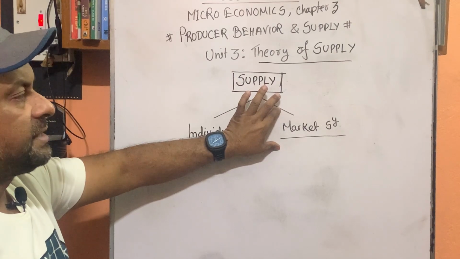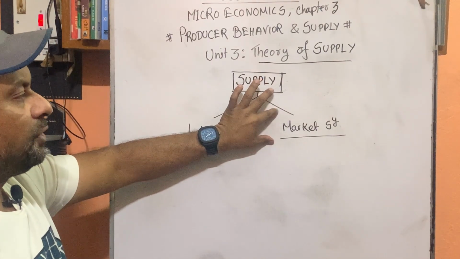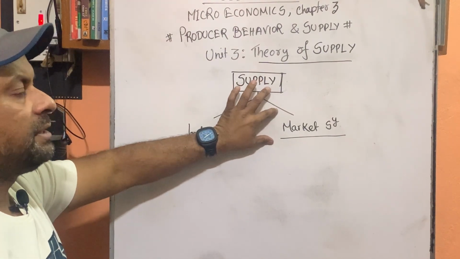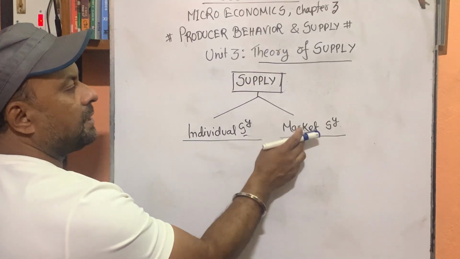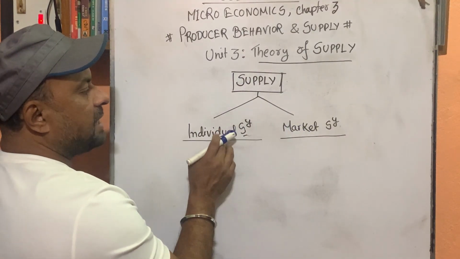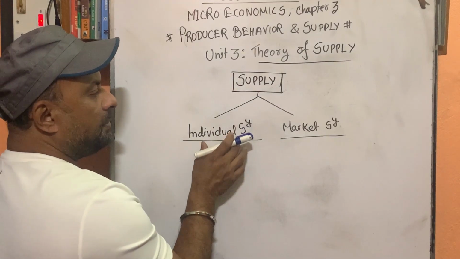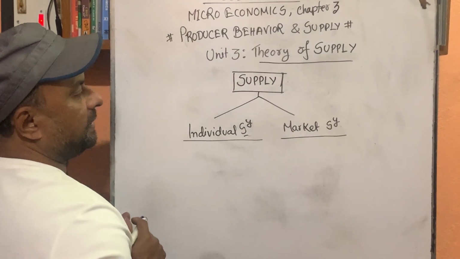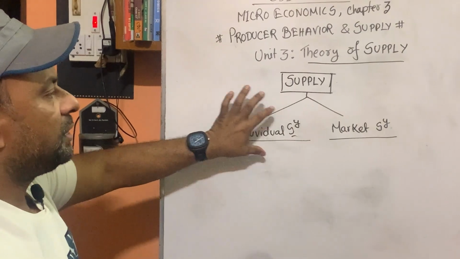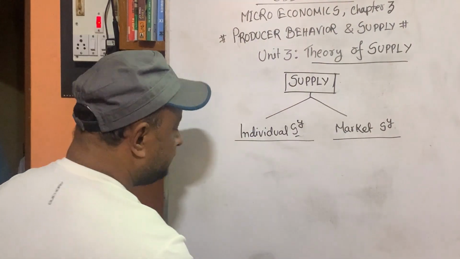Suppose a particular good is there, now how much all the producers are willing to sell of that good in the market, this is market supply. So market supply is nothing but the sum of individual supply. The sum of individual supply is the market supply. So this is our individual and this is our market.